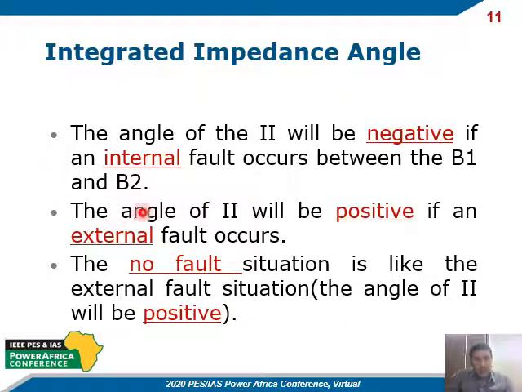There are some notes about the integrated impedance angle that must be noted. Firstly, the angle of integrated impedance will be negative if an internal fault occurs between bus 1 and bus 2, and the angle of integrated impedance will be positive if an external fault occurs. The no fault situation is similar to the external fault. That means the integrated impedance angle will be positive.